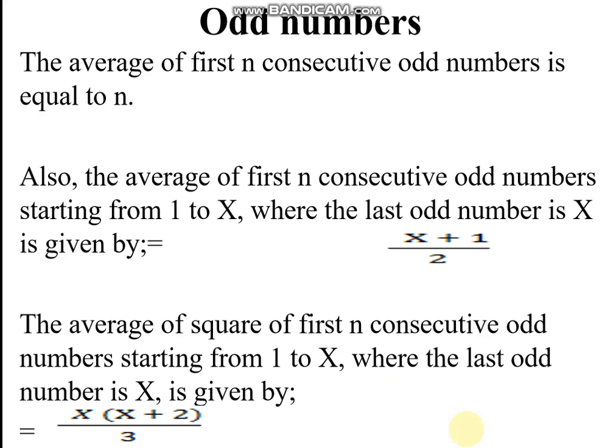Okay. So next, if we need to find the average for odd numbers, we have some formulas. The average of first n consecutive odd numbers is equal to n. Also the average of odd numbers starting from 1 to x, where the last odd number is x, then the formula is (x + 1) by 2. The average of squares of odd numbers, that means 1 square plus 3 square plus 5 square plus etc. up to x, where the last odd number is x, the formula is x(x + 2) divided by 3.